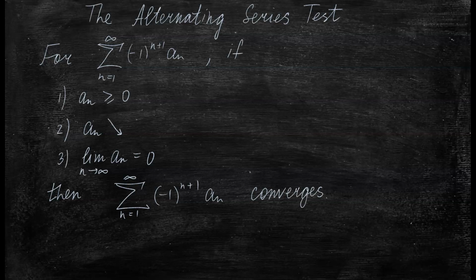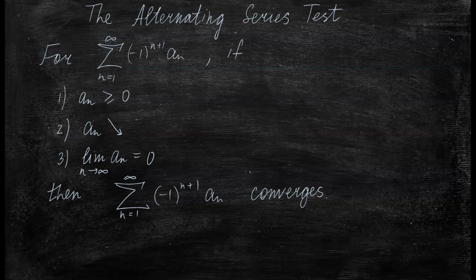Now, notice how it doesn't tell us that if some of the three conditions are not satisfied, then the original series will diverge. We're not saying that. It's a one-way statement. So if conditions are satisfied, then the series converges. However, if the series converges, it doesn't mean all those conditions are satisfied.